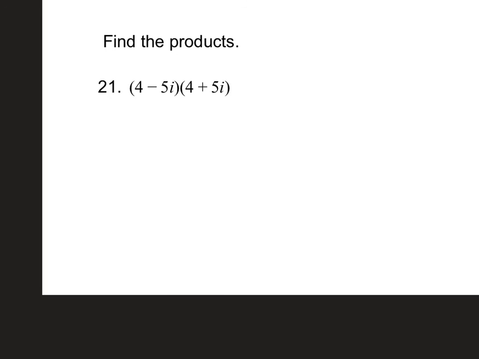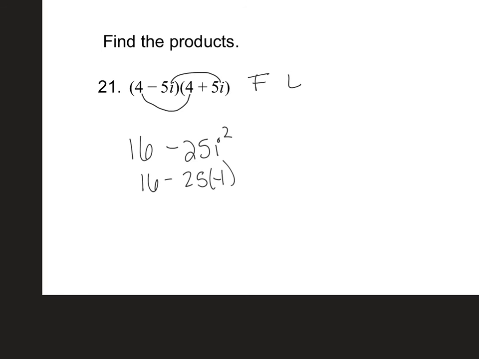Find the products. Notice that these are conjugates of one another. So we only have to do the first and last, the F and the L in the FOIL. 4 times 4 is 16, negative 25i squared. Remember that i squared is negative 1. So we have 16 plus 25, which is 41.